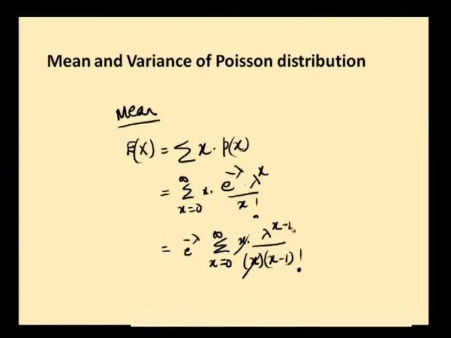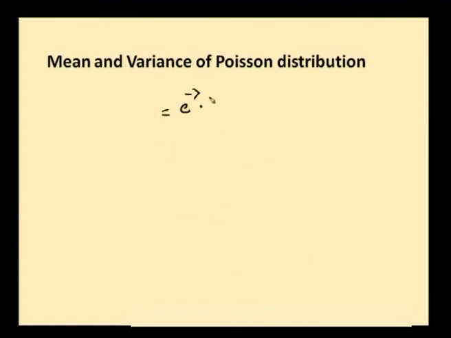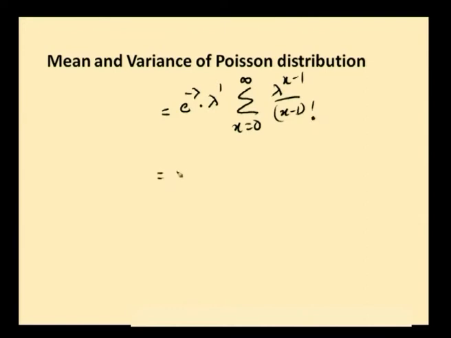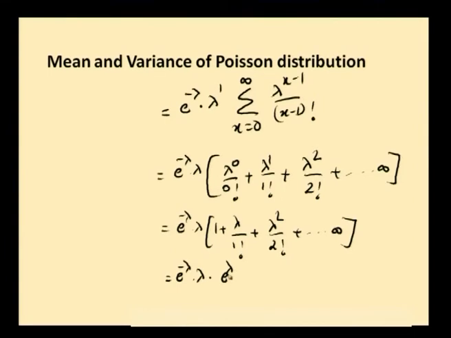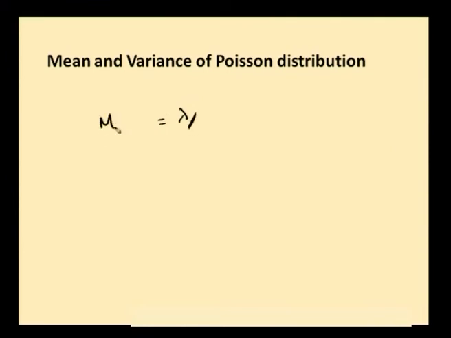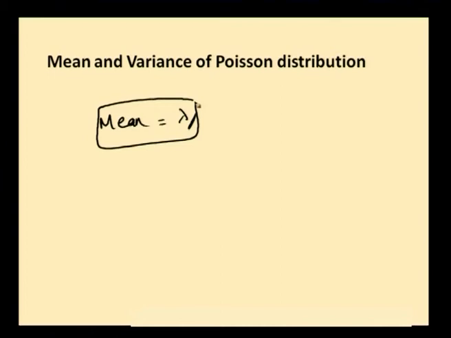This lambda power x can be written as lambda power x minus 1 plus 1. Okay. So this is written as e power minus lambda, lambda power 1 is taken outside, summation x is equal to 0 to infinity, lambda power x minus 1 by x minus 1 factorial. So you have e power minus lambda into lambda, expanding this: lambda power 0 by 0 factorial plus lambda power 1 by 1 factorial plus lambda power 2 by 2 factorial plus etc. up to infinity, which is e power minus lambda, lambda times 1 plus lambda by 1 factorial plus lambda square by 2 factorial plus etc. up to infinity. This is e power minus lambda into e power lambda. Okay. So this is lambda alone, this is your mean. Okay. Hence, we have found out the mean.